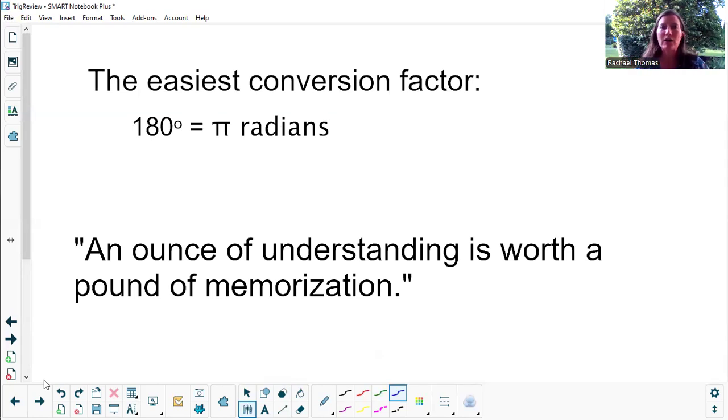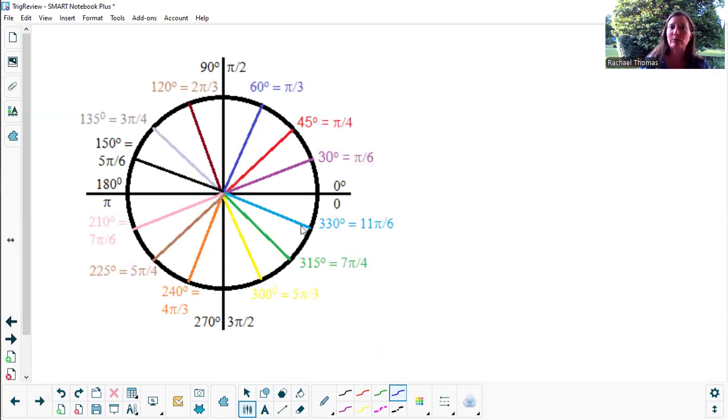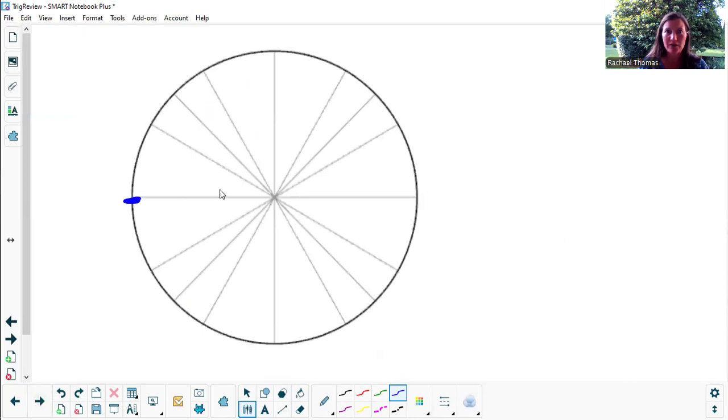But rather than memorizing that, I want you to try and understand it for a minute. I have this little phrase: an ounce of understanding is worth a pound of memory. Rather than memorizing this entire thing, let's just remember that this much, from here to here, is pi radians.